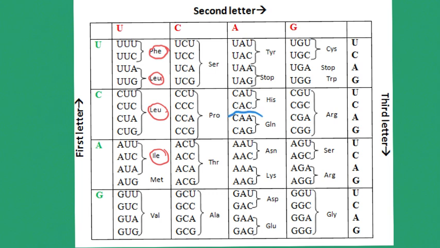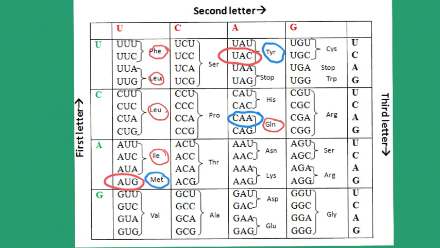So let's pick CAA. CAA goes with glutamine. So there's glutamine. Let's say that the next codon that we have is UAC. Here's UAC, and the amino acid that goes with it is TYR, that is tyrosine. Let's try another codon, AUG. Here's AUG, and it matches with MET, which is methionine.